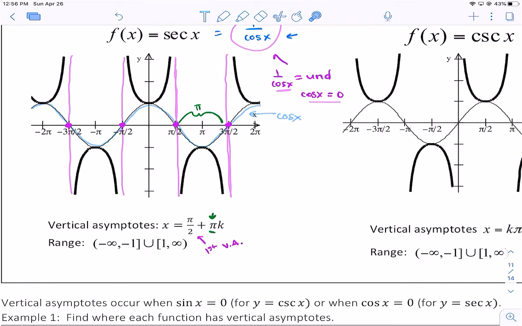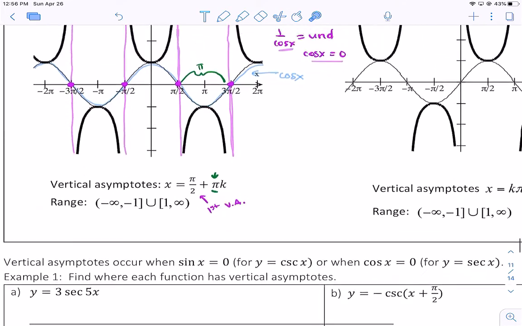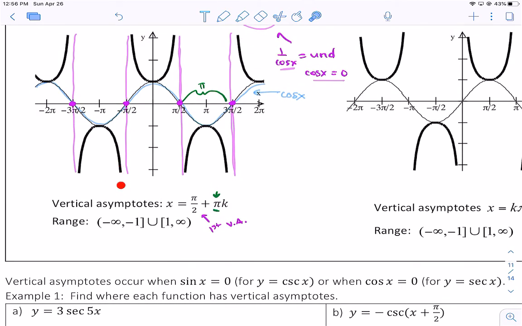For that reason, the range goes to negative infinity, because the graph goes down forever, up until negative 1. From negative 1 to 1, there is no graph of secant, and then it's just from positive 1 to positive infinity, so the range is going to be something like that.